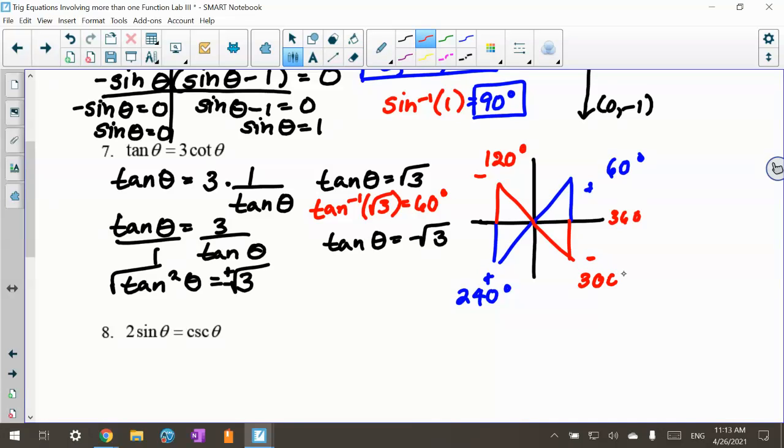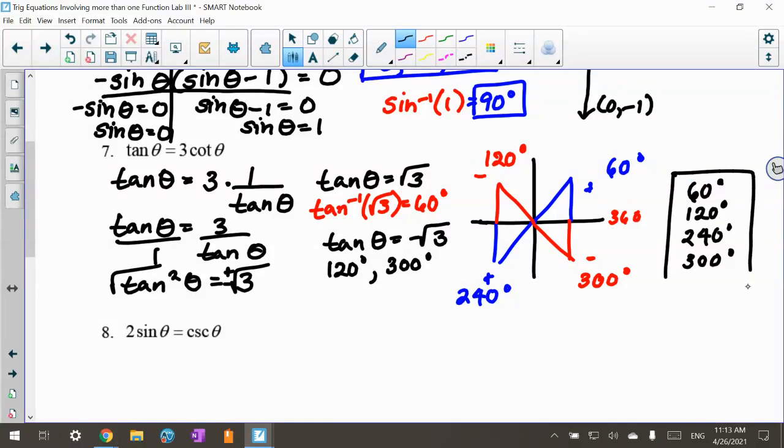So you kind of went all the way around. So my answer to this one is going to be, ready? 60, 120 degrees. I'm coming around here, 240 degrees, and 300. And remember, I got the 120 degrees and the 300 degrees from the negative part of this, and from the positive part, I got the 60 and the 120. So that's cool. Once you found one of them, you could go all the way around and find all of the angles with the same reference angle of 60.